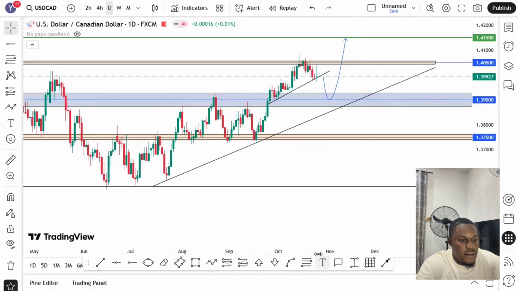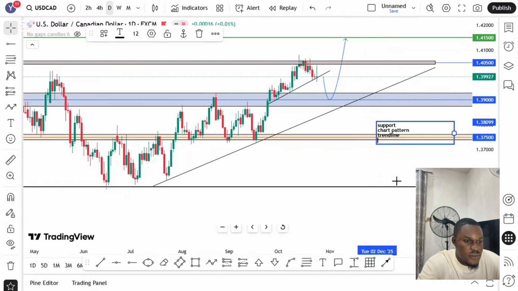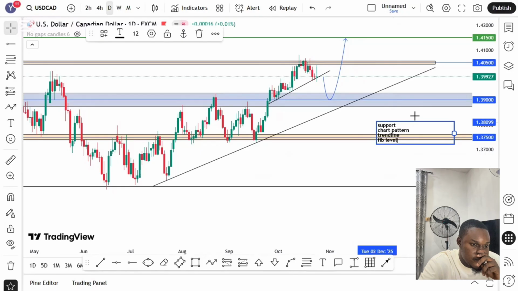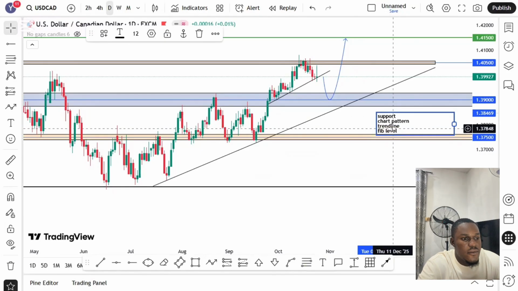Number one, we have support. Number two, we have a chart pattern. Number three, we have a trend line. Then number four, confluence is if we add this Fibonacci, our Fib level. So this is our four buying confluences that I have for USDCAD.